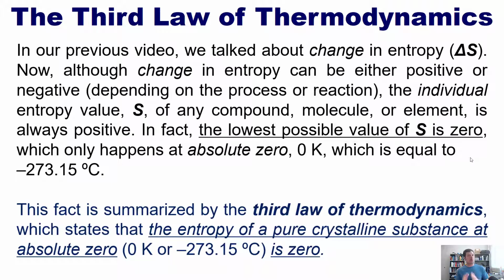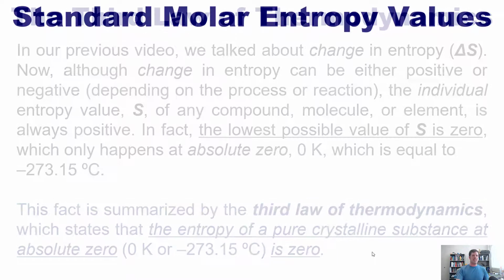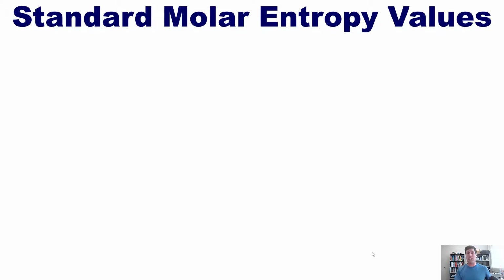This fact is summarized beautifully by the third law of thermodynamics, which states that the entropy of a pure crystalline substance at absolute 0, which once again is 0 kelvins or negative 273.15 degrees Celsius, is 0. With that said, we now move on to standard molar entropy values.